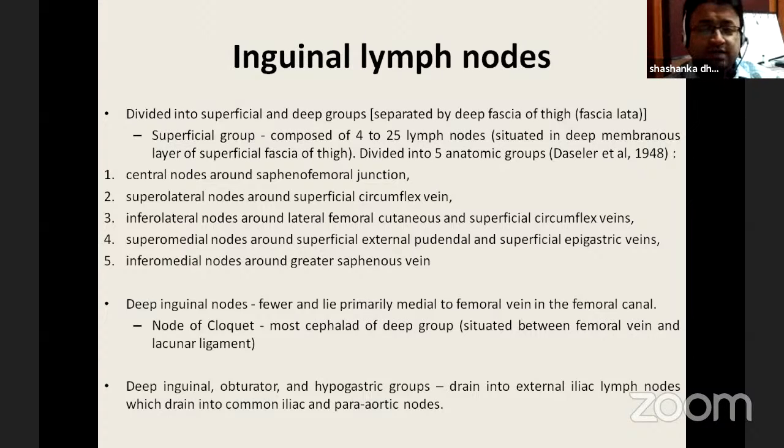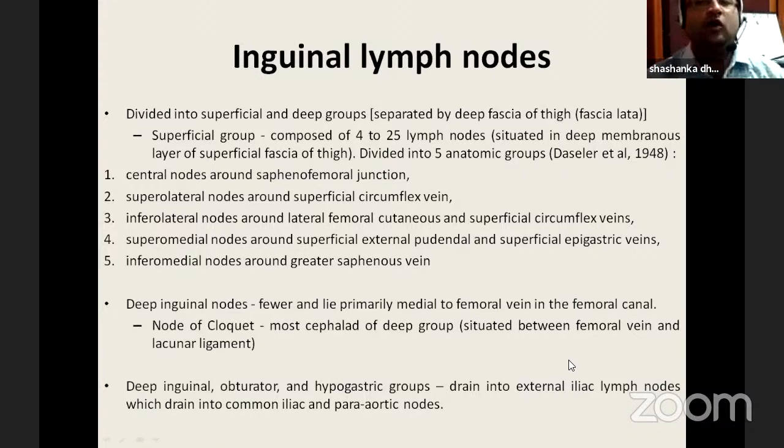Point to be noted is there's a node called the node of Cloquet. This is the most cephalad deep inguinal lymph node. It is situated between the femoral vein and lacunar ligament. So when we're doing a deep inguinal lymph node dissection, we must reach up to the Cloquet's lymph node.